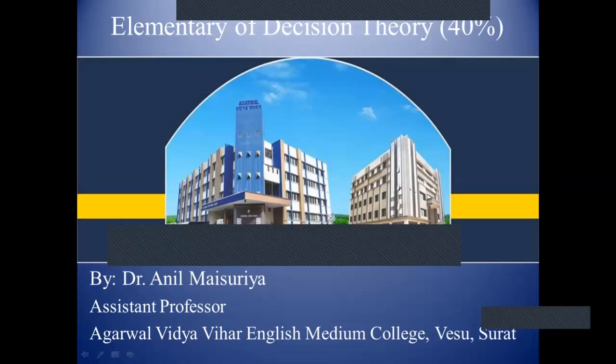In the last lecture, we saw our syllabus and discussed the topic. Today we'll see the elementary of decision theory. The weightage of this chapter is 40%. So, first of all, you should know what the meaning of decision theory is and why this chapter is there in your syllabus. So today we'll discuss this.